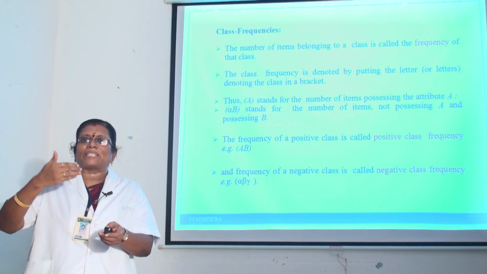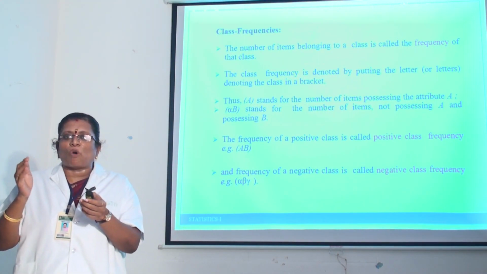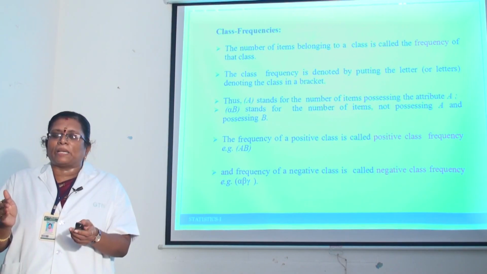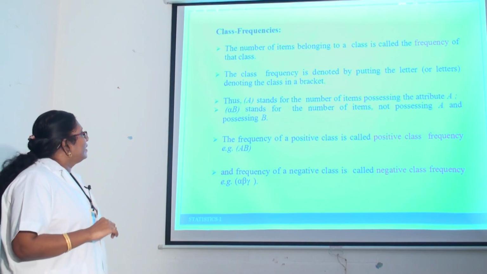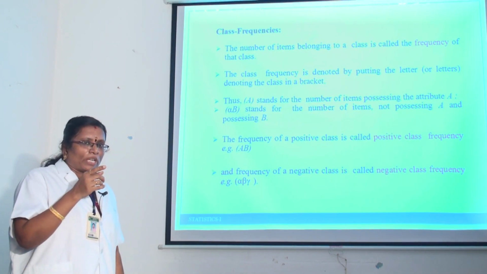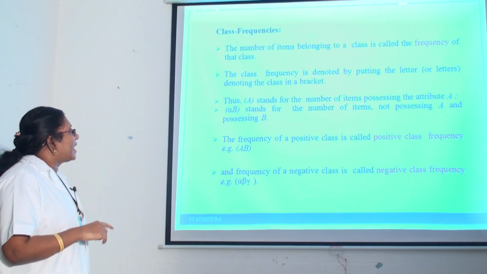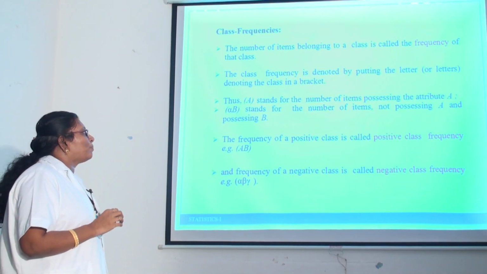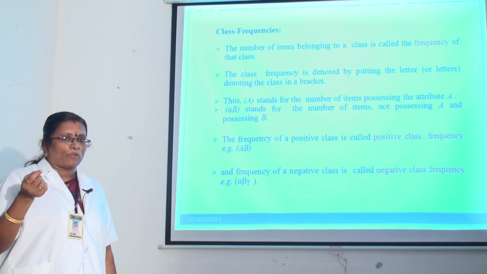That comes to this class frequency. If you are writing simply A, then it is an attribute. When we want the class frequency, we simply have to write it inside the bracket. We should not read it as bracket, we have to read it as class frequency. (A) stands for the number of items possessing the attribute A.